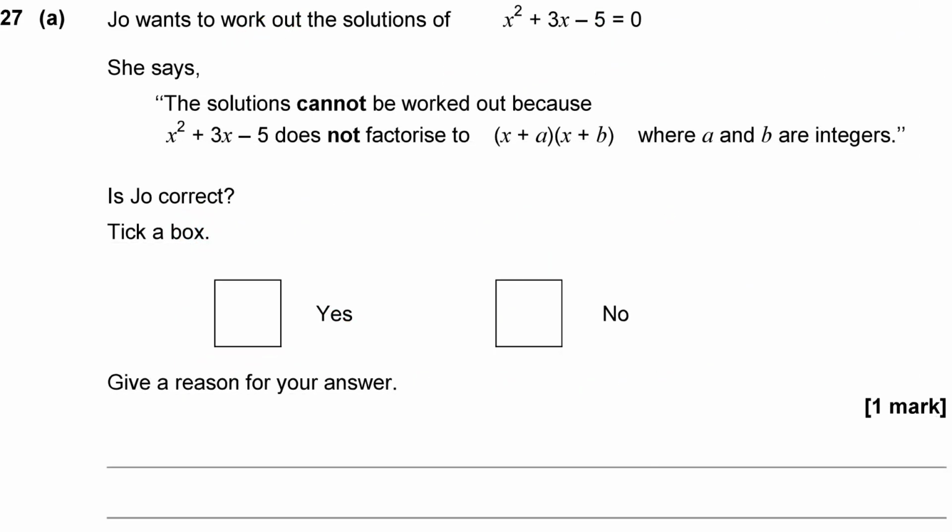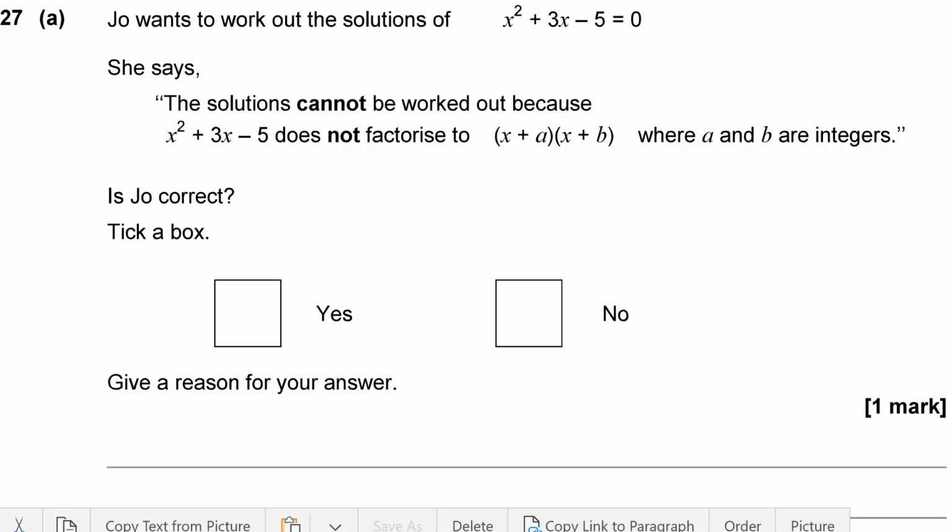Question 27a. Joe wants to work out the solutions of x squared plus 3x minus 5 is equal to 0. She says the solutions cannot be worked out because x squared plus 3x minus 5 does not factorize to a form of (x plus a)(x plus b), where a and b are two integers. Is she correct? Well, she's right insofar as it doesn't factorize, isn't it? If you look at minus 5, then the only factor pairs for minus 5 you're going to get are 1 and minus 5, or minus 1 and 5, and neither of those pairs adds up to 3. So it's not going to factorize, but that doesn't necessarily mean that there are no solutions.